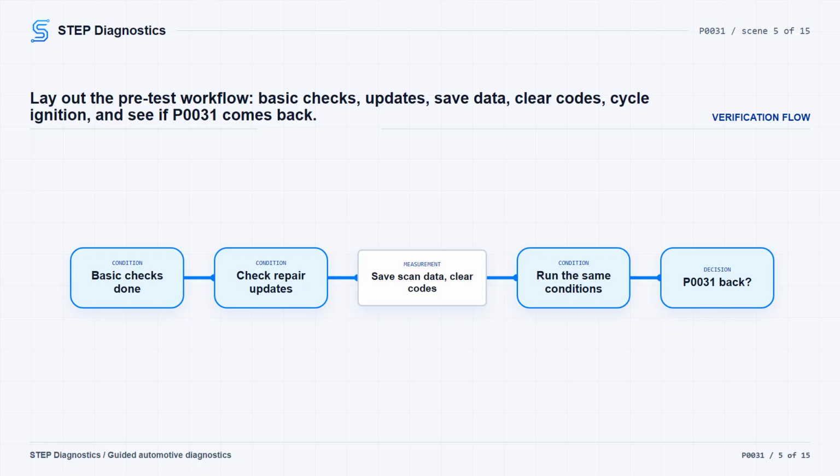One monitor gate for this code is battery voltage between 10.4 and 15.75 volts, and the setting logic is the PCM detecting O2 sensor heater circuit resistance below approximately 2.0 ohms. If P0031 returns, continue into the circuit path. If it does not return, work it as an intermittent instead of guessing at a hard failure.